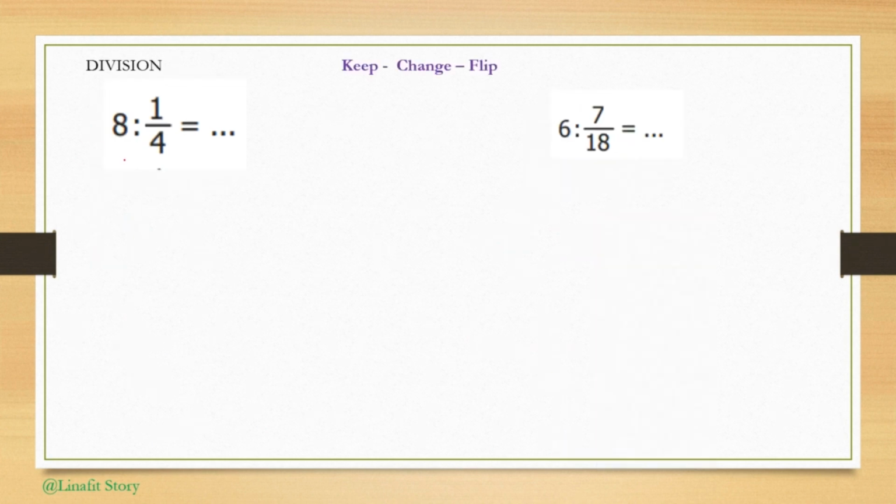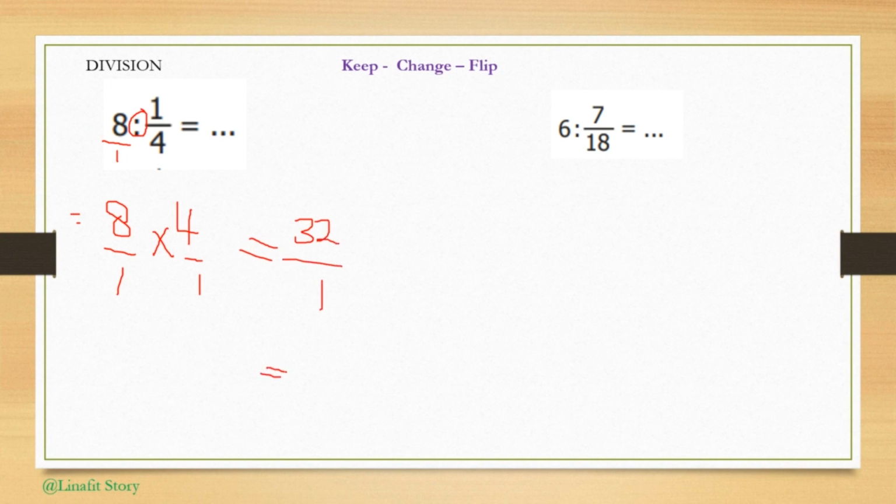Eight divided by 1 out of 4. So you must convert 8 into a fraction. So 8 out of 1. Keep, change, flip. So this equals to 32 out of 1. 32 out of 1 means 32.